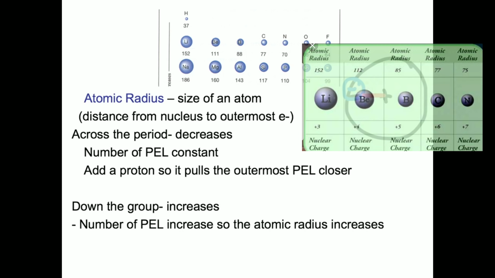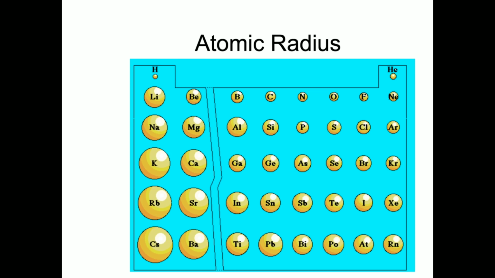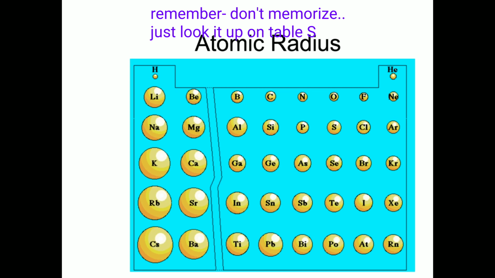As we go down the group, we add more principal energy levels. So the nucleus has less pull and therefore atomic radius increases. Here's a general picture of atomic radius. Again, don't memorize the trend, just look it up on reference table S. Here is a practice Regents question for you to try. Look up all the atomic radii on reference table S.